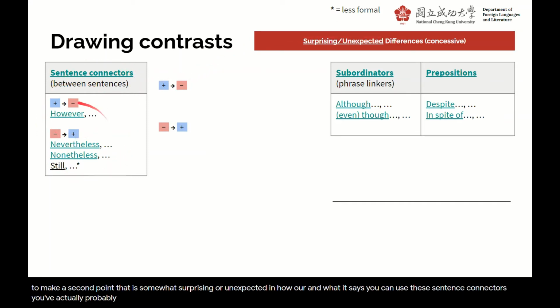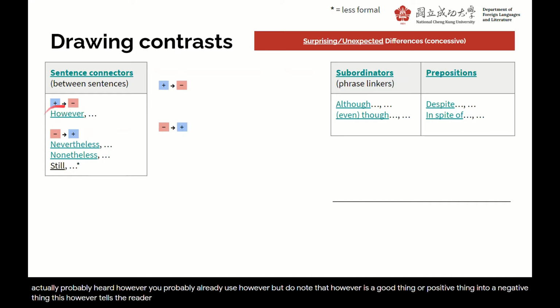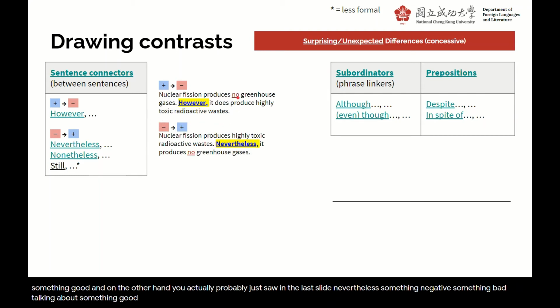You've actually probably heard however. You probably already use however. But do note that however is a good or positive thing into a negative thing. This, however, tells the reader that you're about to talk about something that's bad or not as good, even though you just talked about something good. And on the other hand, you actually probably just saw in the last slide, nevertheless, something negative, something bad, going to something good. And here's an example of that.